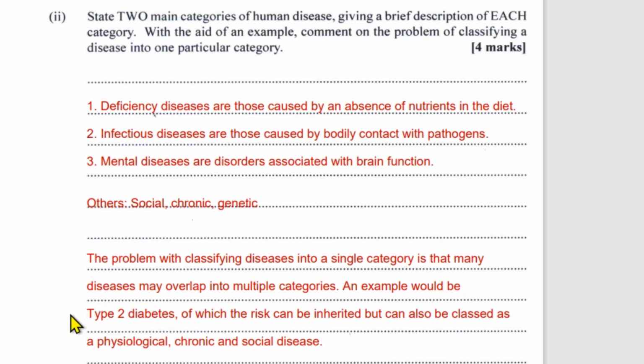An example is type 2 diabetes. You can inherit the risk for it, so it could be considered somewhat genetic. But it could also be classed as physiological, which means that it affects an organ, the malfunction of an organ. Chronic, which means that it is a long-term disease. And a social disease, which means that it is usually associated with a kind of lifestyle, a sedentary lifestyle or a poor diet. So that is the problem with classifying diseases in one category.